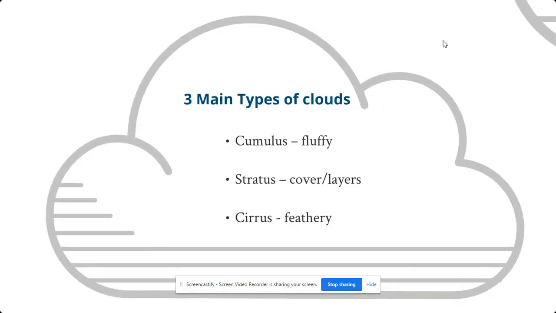So there's actually four main clouds we're going to cover, but here are the first three. So we have cumulus, which are fluffy, stratus, which cover a large area and they form in layers, and cirrus, which are feathery and thin.